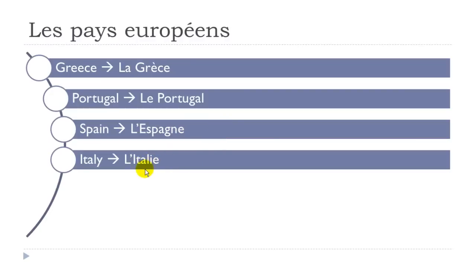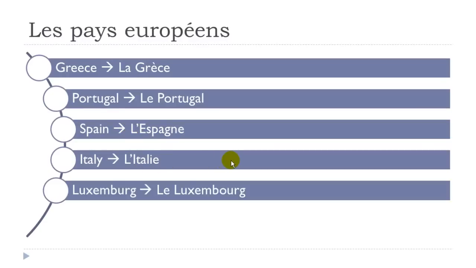L'Italie, l'Italie. Okay, so you can see that for these two countries here, as they are starting with a vowel, as we saw in a previous lesson, the article is modified and then it's L apostrophe, like that, okay?